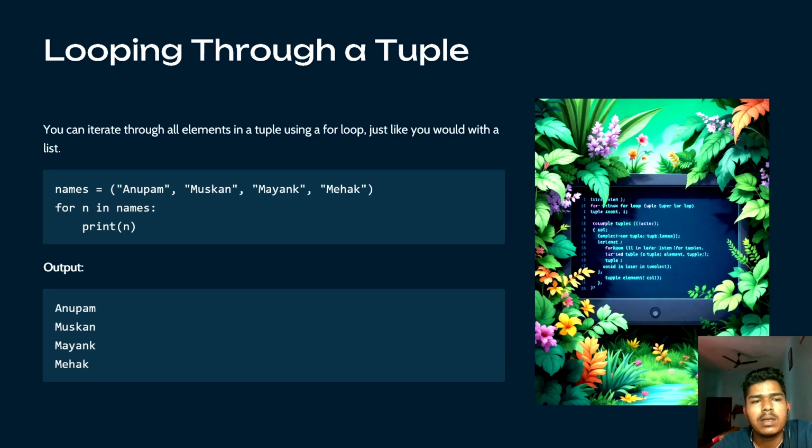So loop in tuple. You can iterate through all elements in a tuple using a for loop, just like you would with a list. Okay. So names is equal to Anupam, Muskan, Mayank, Mehak. So we apply for n in names. Okay. Then we print n, then we got output like Anupam, Muskan, Mayank, and Mehak. Okay.